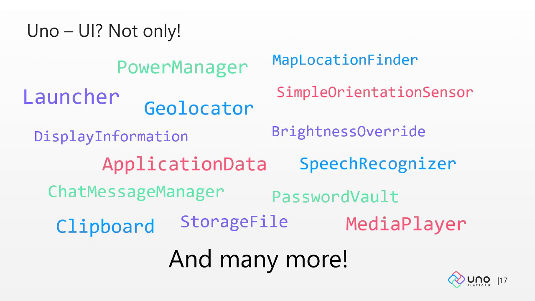But UNO doesn't stop there. It's not only about the UI, it's about access to more APIs like geolocator, speech recognizer, clipboard, and application data. All these APIs are available and are implemented by UNO with the same interface as you expect on Windows. So there is no change. You have your UWP code done, and it works the same on all platforms.